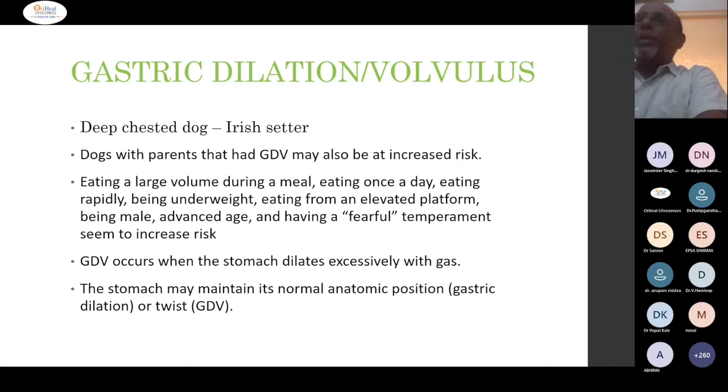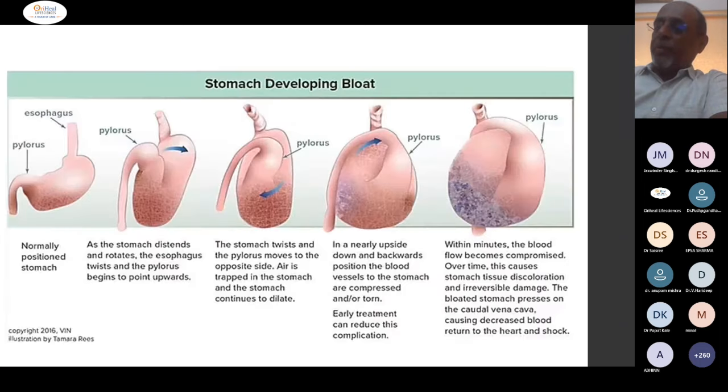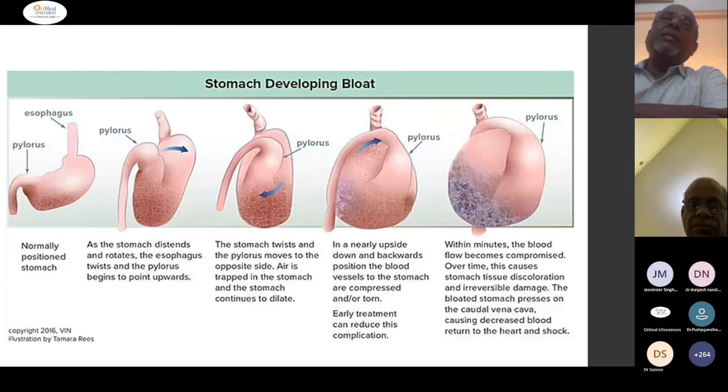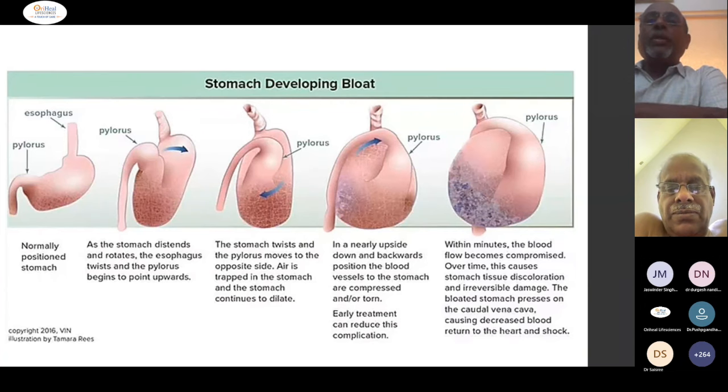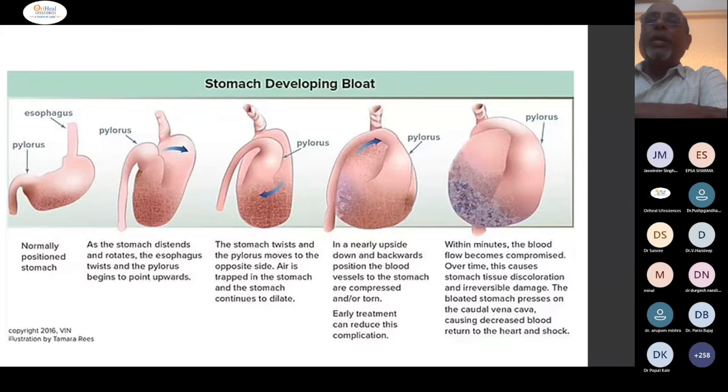Eating a large volume during a meal, eating once a day, eating rapidly, all these things are going to cause dilatation and volvulus. Of course, when the stomach dilates excessively with gas, the stomach may maintain its normal anatomic position in gastric dilatation or twist in GDV. You have a normally positioned stomach where there is the esophagus entrance, then there is a pylorus before the duodenum. In case it develops distension, the pylorus comes forward and starts slowly rotating. The esophagus twists and the pylorus begins to point upwards, and it twists to the opposite side.